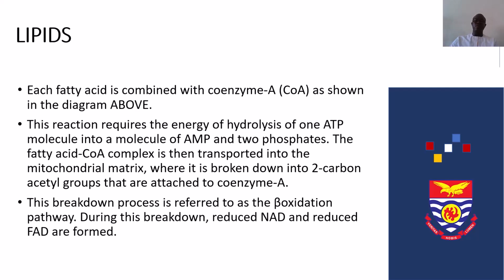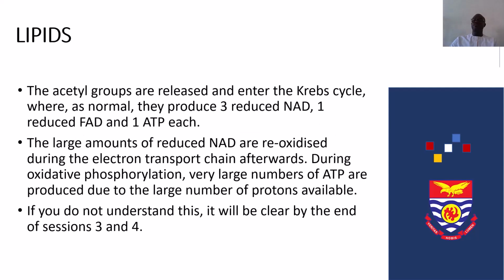During this breakdown, reduced nicotinamide adenine dinucleotide and reduced FAD are formed. The acetyl groups are released and enter the Krebs cycle, where as normal they produce 3 reduced NAD, 1 reduced FAD and 1 ATP each. The large amounts of reduced NAD are reoxidized during the electron transport chain afterwards. During oxidative phosphorylation, very large numbers of ATP are produced due to the large number of protons available. If you do not understand this, it will be clear by the end of session 3 and 4.